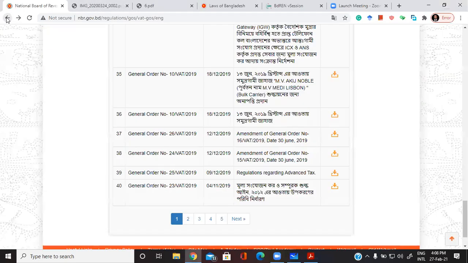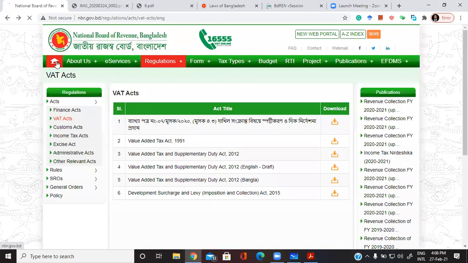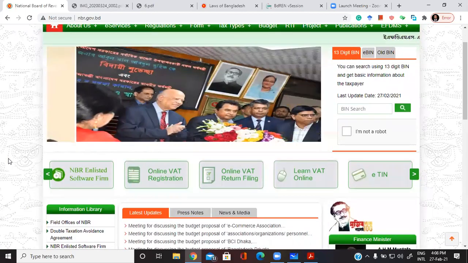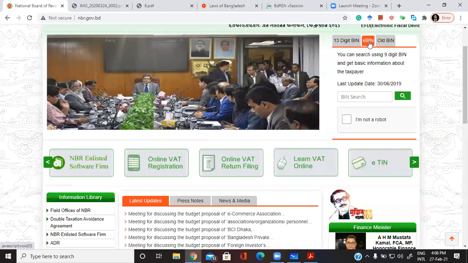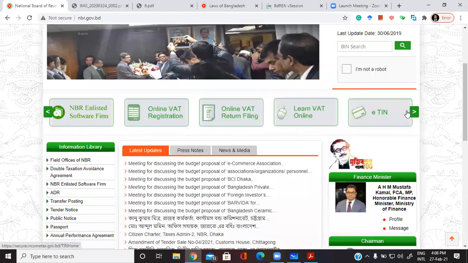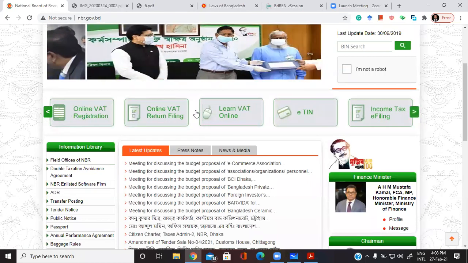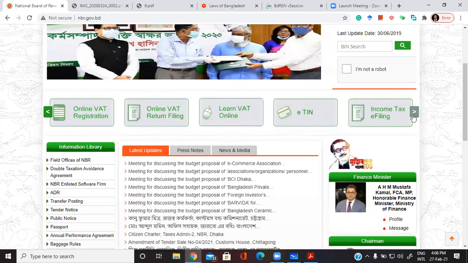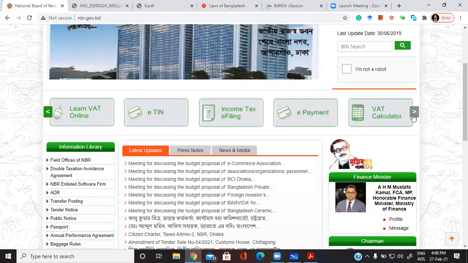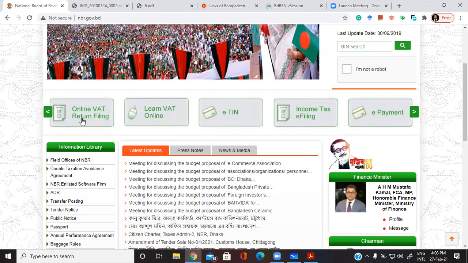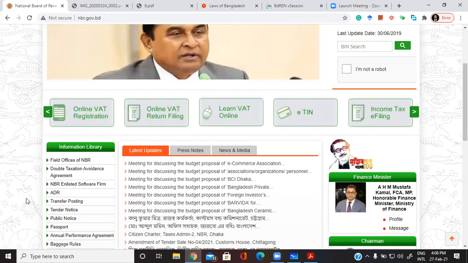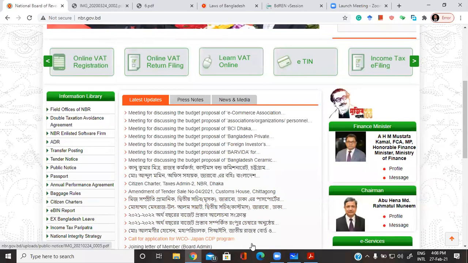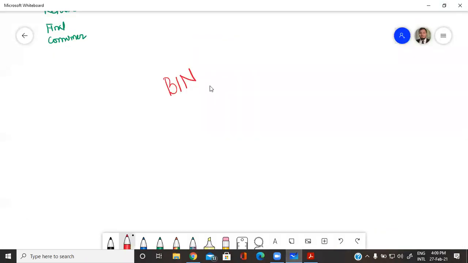So from where will you get it? If you go to the home page, you see the EBIN. Yes, sir. So what can you do also here? Online VAT registration. For VAT registration, you will go here and file for VAT registration. And other than this, let me tell you how many registrations are necessary for you.